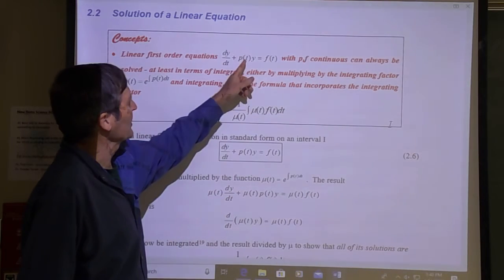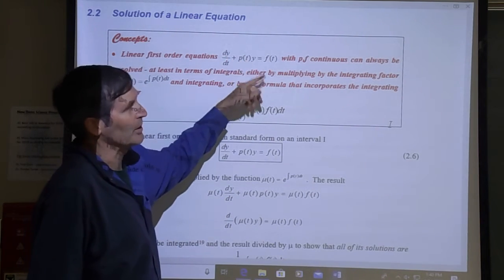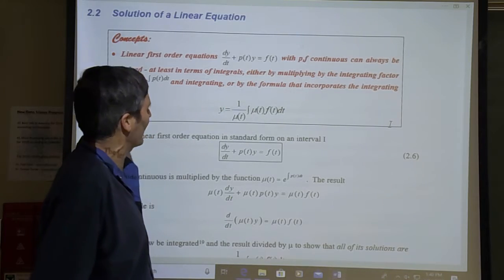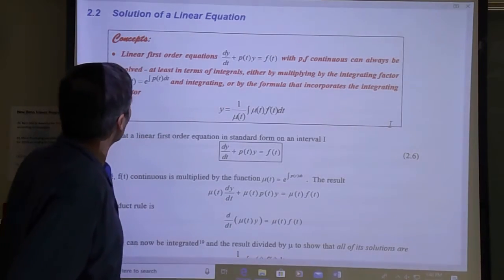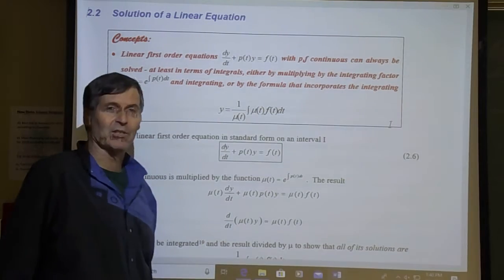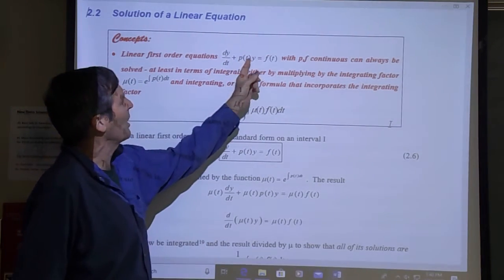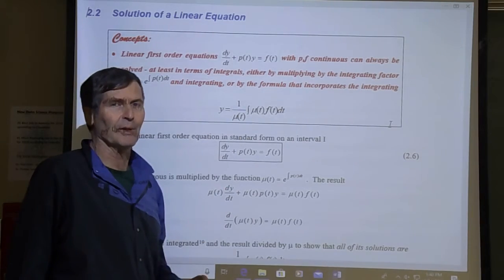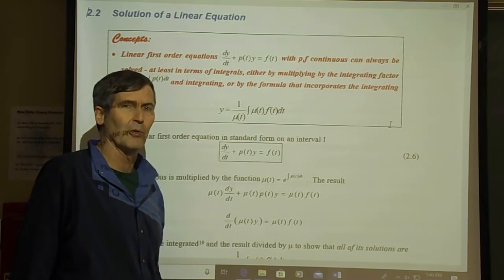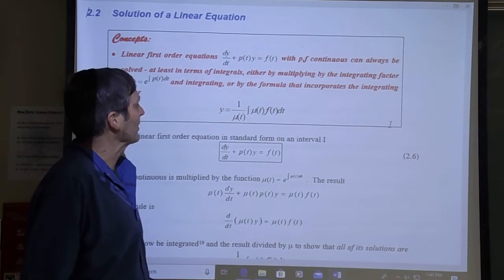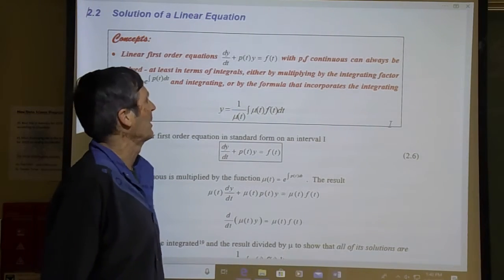The one difference is that I'll make y a function of t where the notes make y a function of x. Well, here's the kind of equation we're going to study today. It's only one kind of equation, dy/dt plus p(t)y equals f(t). A differential equation that can be written in that form is said to be a linear equation in standard form.